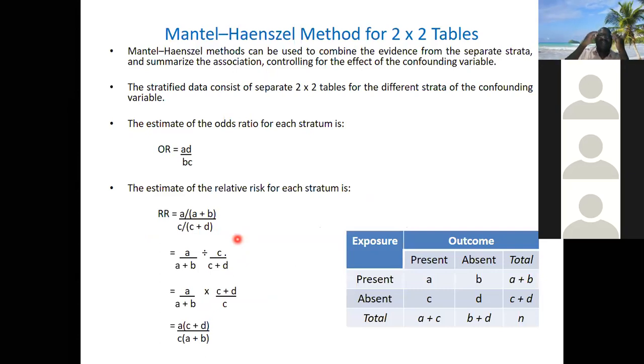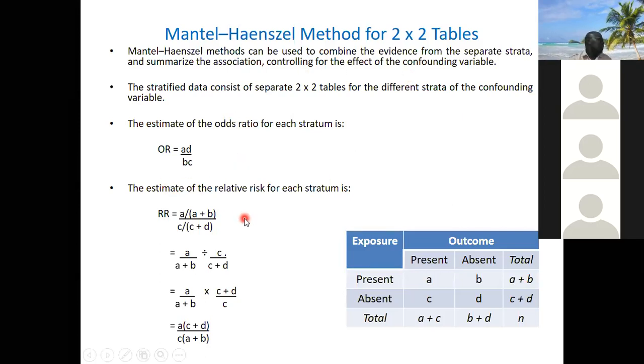The way they conceptualize it is this. It is used to combine separate strata and summarize the association. If you run your 2x2 table for all, it gives you the crude odds ratio. When you now divide it into strata, you have a separate odds ratio for each stratum. So what the Mantel-Haenszel method does is to calculate an average of all the odds ratios.